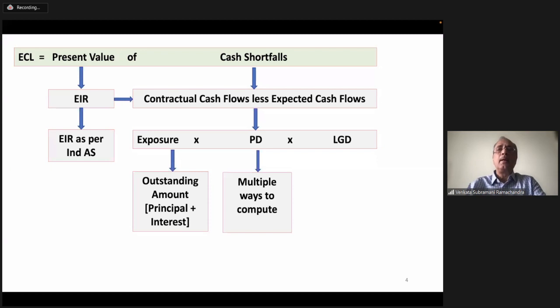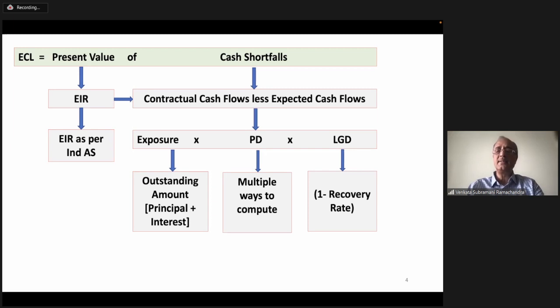Probability of default: there are multiple ways to compute it. We will see a couple of ways to compute this probability of default. Then loss given default is defined as 1 minus the recovery rate. So what is recovery rate? Now, when a borrower takes a loan, the borrower most likely is required to give some sort of collateral. So if the loan gets defaulted, then the lender has the option of selling off the collateral and trying to recover whatever is possible.